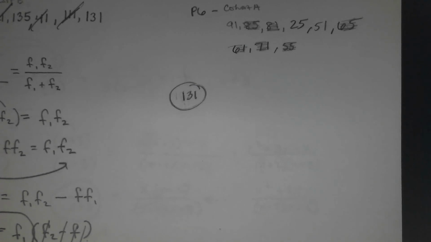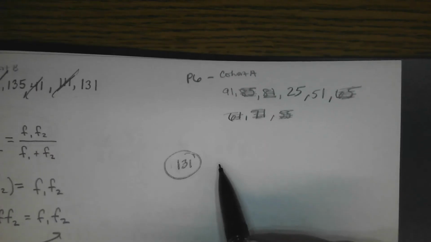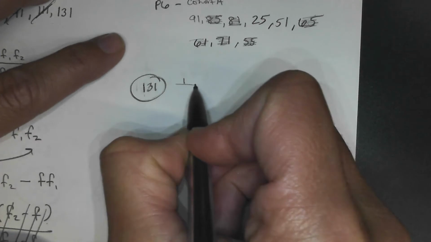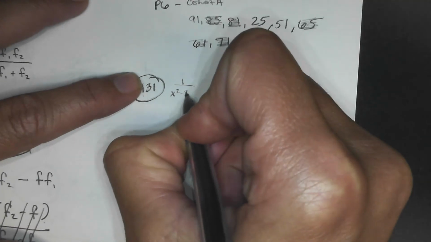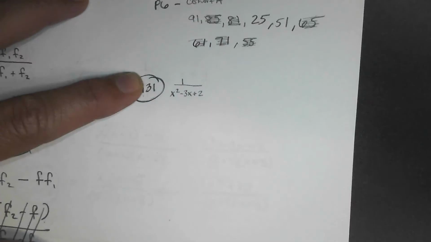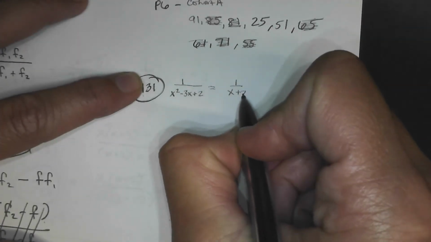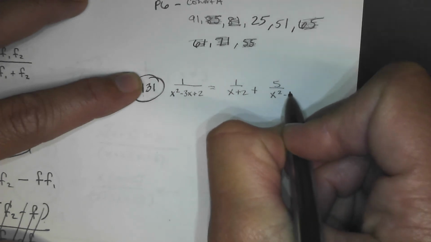131 was another solving. Ooh, a little bit longer here. So it's 1 over x squared minus 3x plus 2 equals 1 over x plus 2 plus 5 over x squared minus 4.